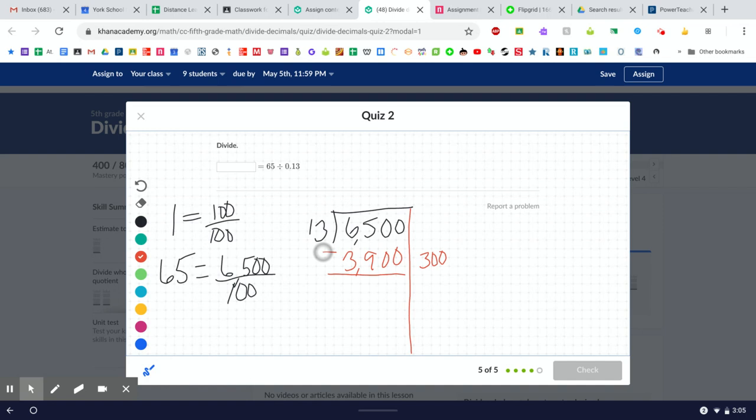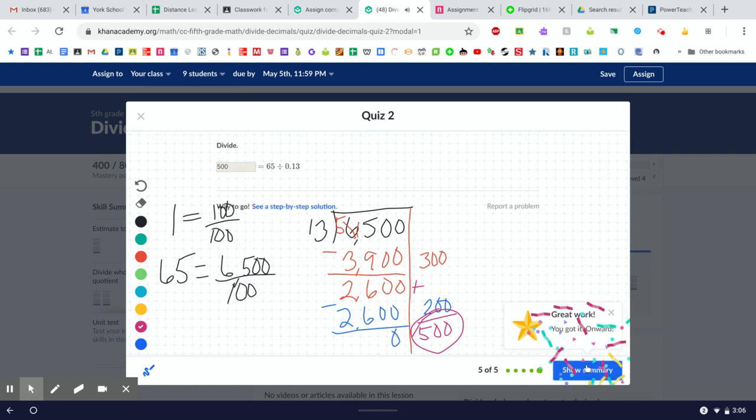So I'll subtract that away and get 0, 0, 6, 2,600. Oh, perfect. And now do the next step, and there are at least 200 13s, and that's 2,600. And I subtract that, get no remainder. We'll add up our partial quotients. We'll get 500. So when I divide 6,500 hundredths by 13 hundredths, the answer is 500. There's 500 groups of 13 hundredths in 65. Let's see if we're correct. 500. Yep, there we go.